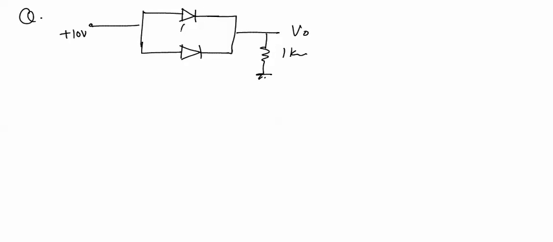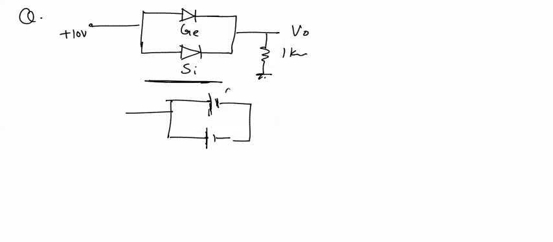There is a parallel combination of a germanium diode and a silicon diode. When two diodes are connected in parallel, one is a germanium diode and the other is a silicon diode. If we replace both the diodes with their equivalent circuits, as it is clearly seen that both the diodes are forward biased, one will be replaced with the 0.2 volt germanium diode and the other will be replaced with 0.7 volt.